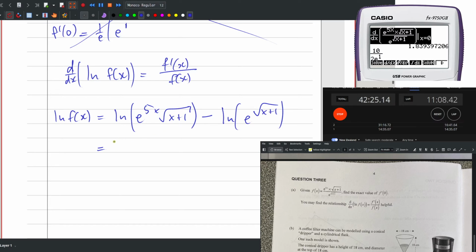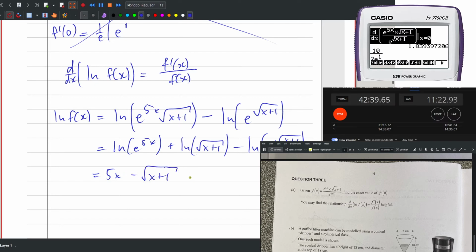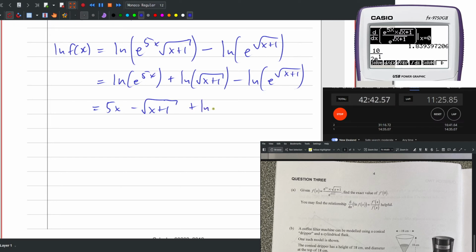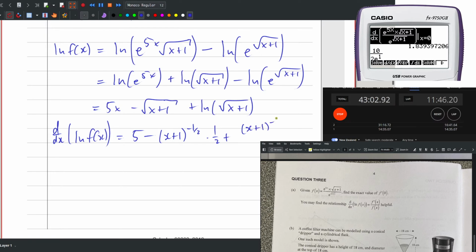Okay, so there's just ln of e to the 5x plus ln of minus ln, which is just 5x minus root x minus 1. Okay, plus. So take the derivative of that. What do you get? You get 5 minus x plus 1 to the negative a half times a half plus. Right, and then you have x plus 1 to the negative a half times a half, but then you have over x plus 1 to the a half.